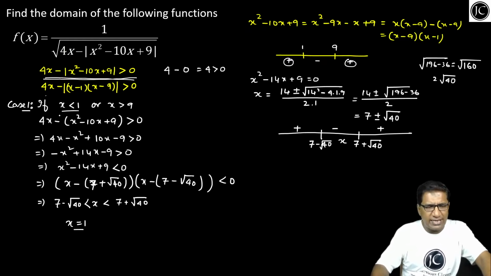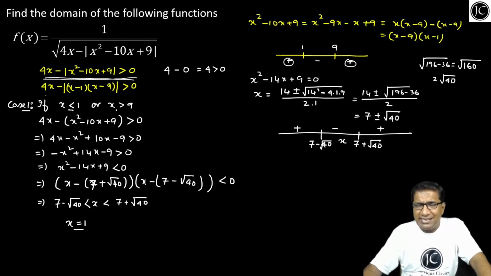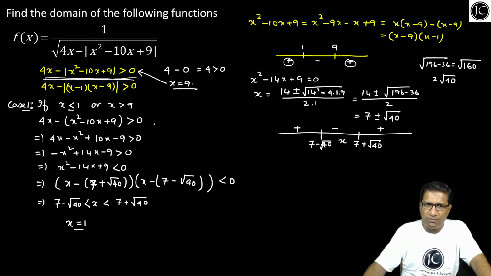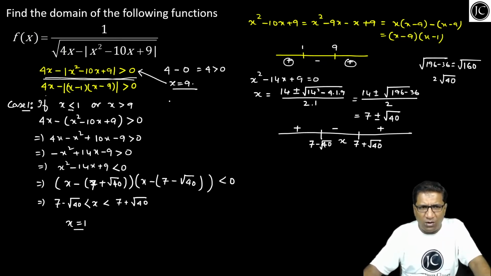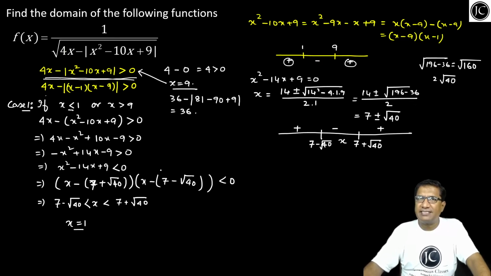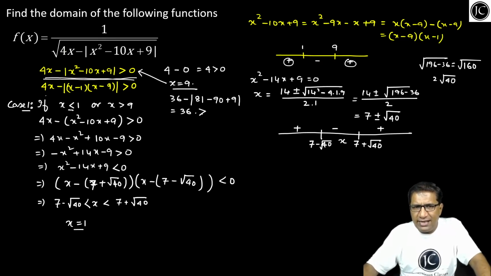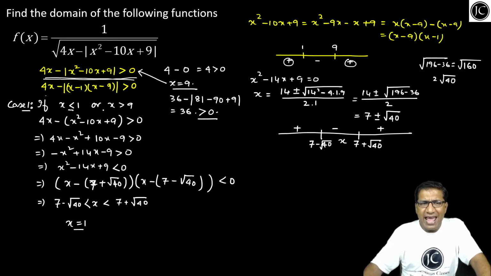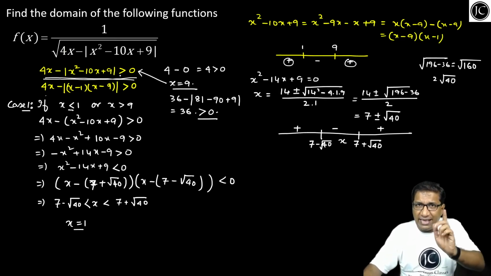So here we can say that this holds when x is less than or equal to 1. Now let us see whether it is taking the value, I mean, if x is 9, whether it is satisfying this inequation or not. Let us put 9 in place of x. So what we are getting? 9 4s are 36 minus 81 minus 90 plus 9. So we are basically having 36, right? So 36 is greater than 0. Therefore, x equals to 9 is also satisfying this condition.